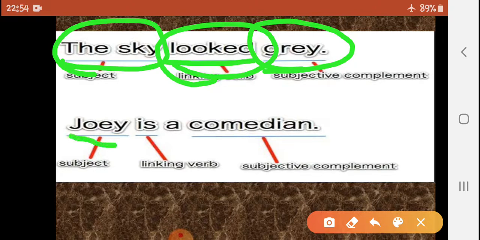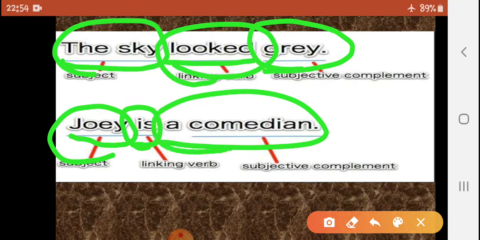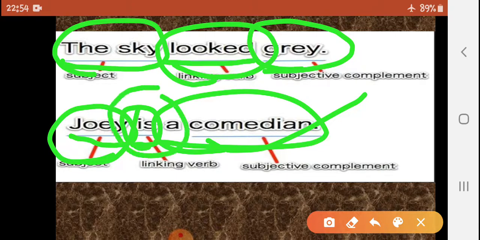Here again, see another example. Joy is a comedian. Now see, joy is a noun and a comedian is also a noun. Joy is a proper noun and comedian is a common noun. And what is this "is" doing? Is creating a link between these two nouns, common noun and proper noun, right?